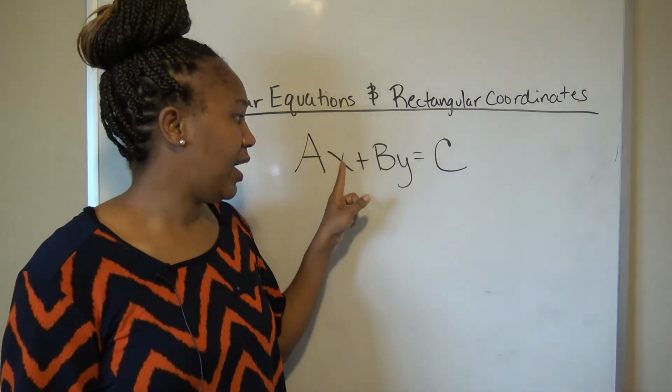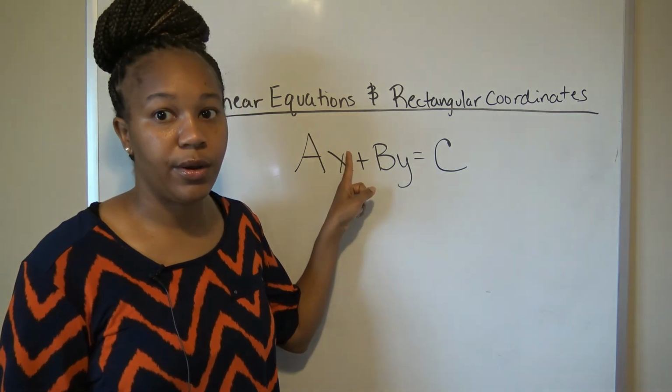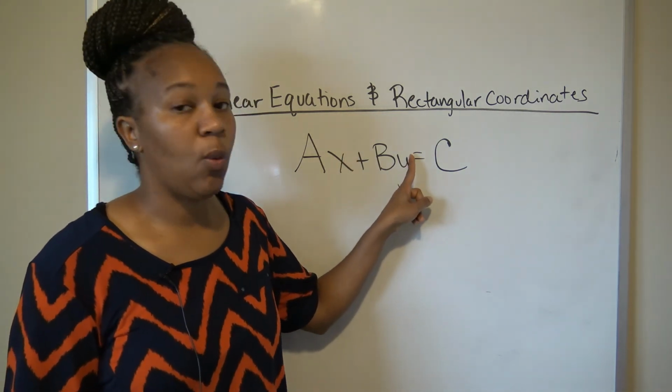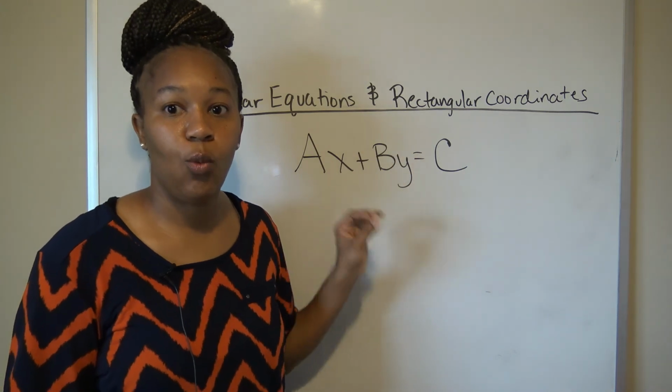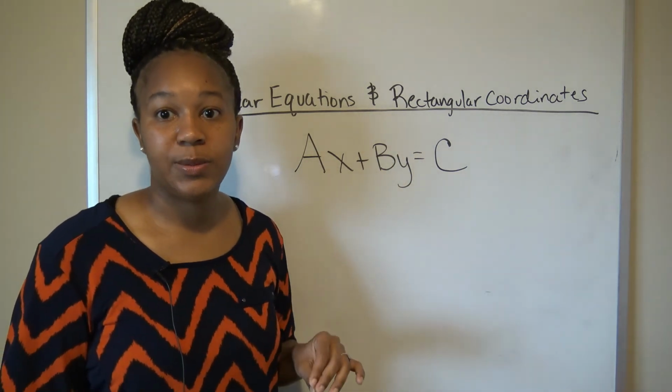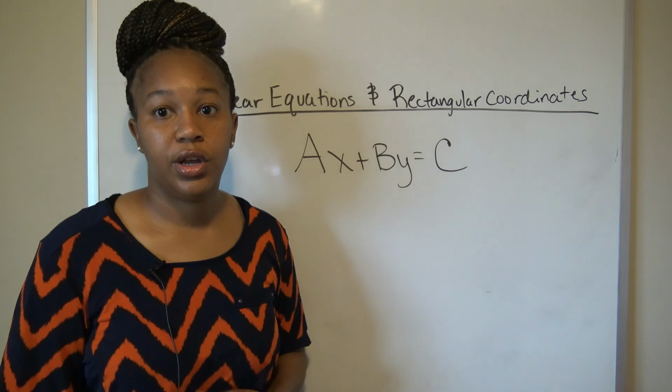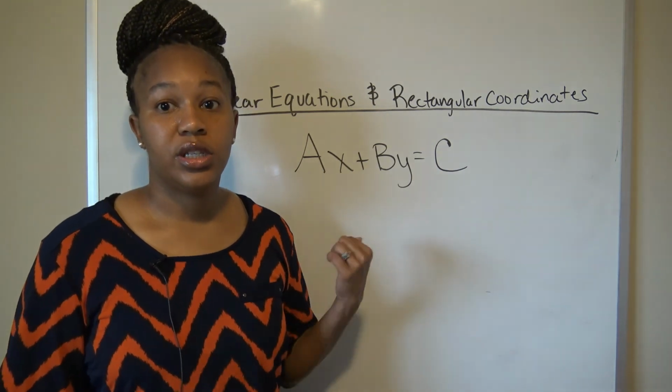When I say the highest exponent, there is no exponent written on x and there is no exponent written on y. So there's an understood exponent of 1 on those. When your highest exponent is 1, you're dealing with a linear equation. So a linear equation is an equation of this form.